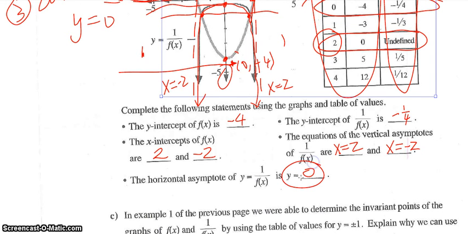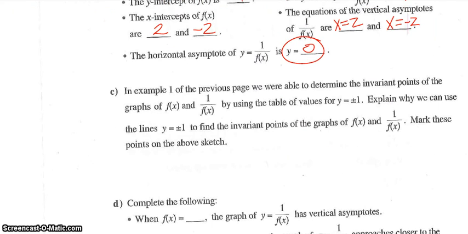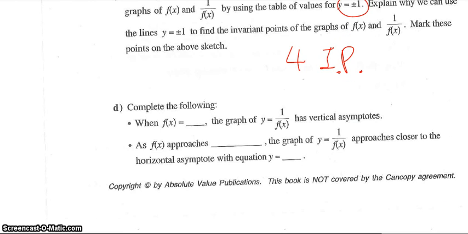You need to write this. Don't just write a 0. You need to write y equal to 0, which represents a line. And finally, how many invariant points are there? There are 4 invariant points in this graph, all at 1 and negative 1. And then, when the original function is 0, the graph has a vertical asymptote. When the function approaches plus or minus infinity, which means when the function goes really big or low, the reciprocal will approach the horizontal asymptote, which is at 0.